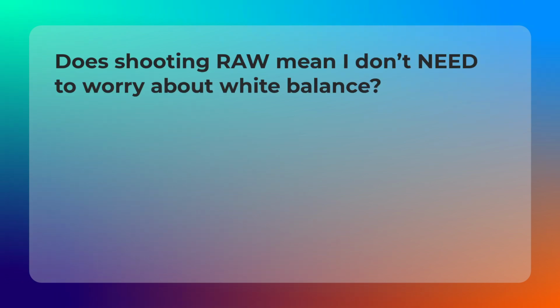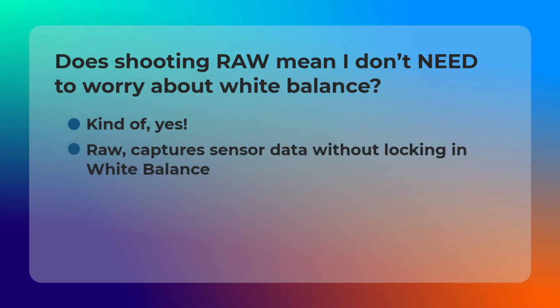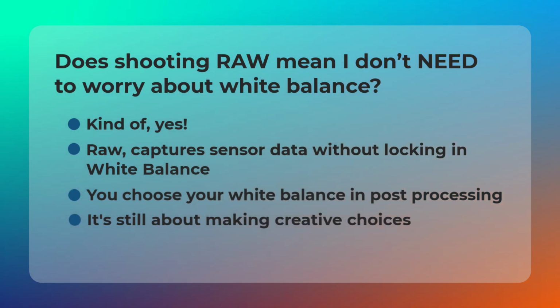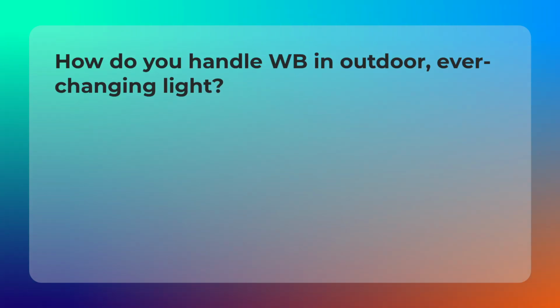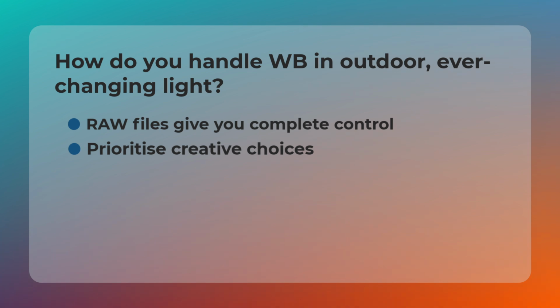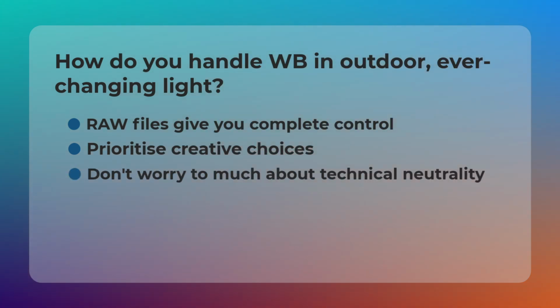Does shooting RAW mean that I don't need to worry about white balance? Well, pretty much yes. RAW captures the data without locking in white balance, so that you can set it however you want later in Lightroom. That said, it's still about making a creative choice, not just fixing it by neutralizing the image. How do you handle white balance in outdoor ever-changing light? Well, again, shooting RAW means that you can adjust white balance however you like later. What matters is your creative preference for an image, not some kind of technical neutrality.